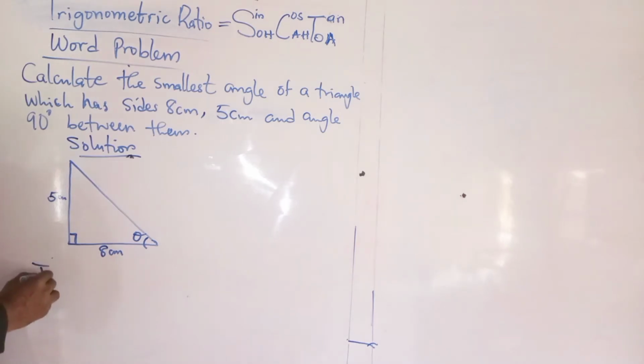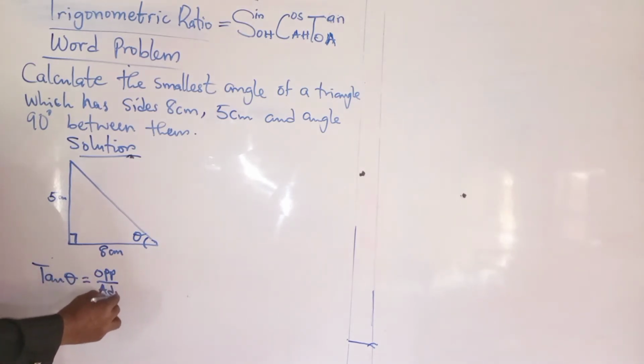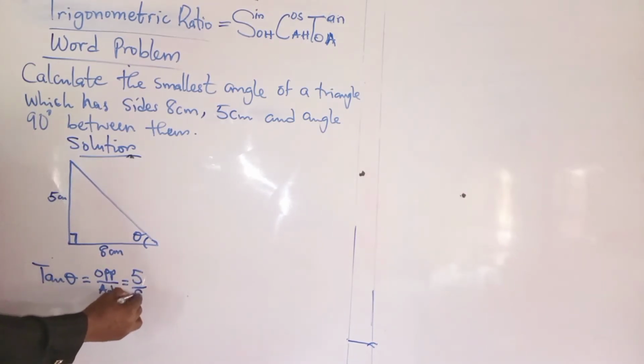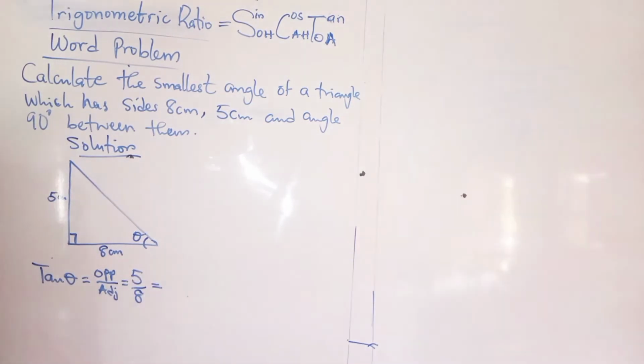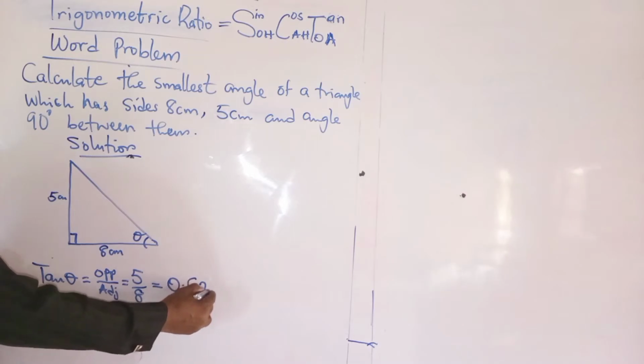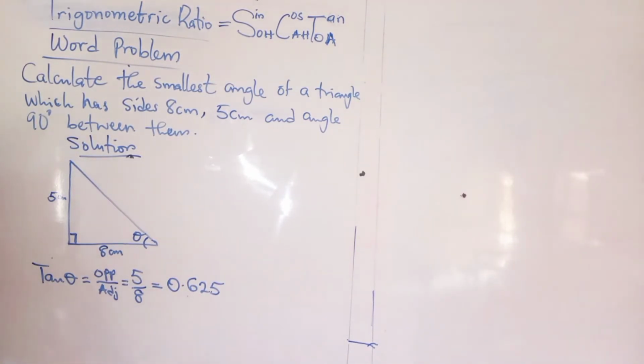So we have tan theta equals opposite divided by adjacent, which will give us 5 divided by 8. If you divide this, you're going to have 0.625, using your calculator, and of course you will not want to use calculator, very simple.